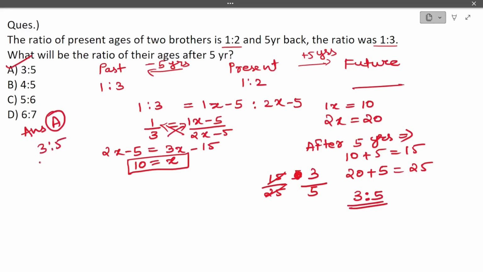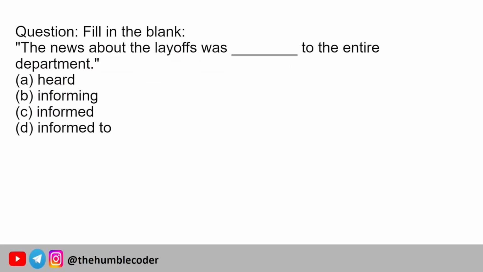See, these kinds of questions are very easy. It's just that we have to calculate the value of x, and then use that x value and substitute it in our equation, find the actual ages, and based on that, whatever future ages we are asked, we have to calculate that. So in this way, we can solve this question. Let's now move on to the next question.